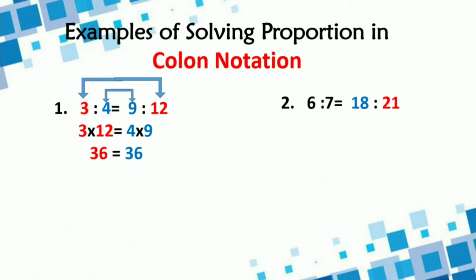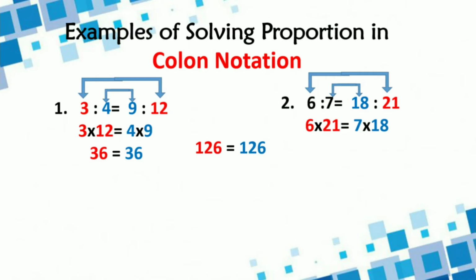Okay, so let's have another example. We have 6:7 is equal to 18:21. Again, same process. Multiply extremes, multiply means. So we have 6 times 21 is equal to 7 times 18 is equal to 126. So, since they are equal, these ratios are proportion.